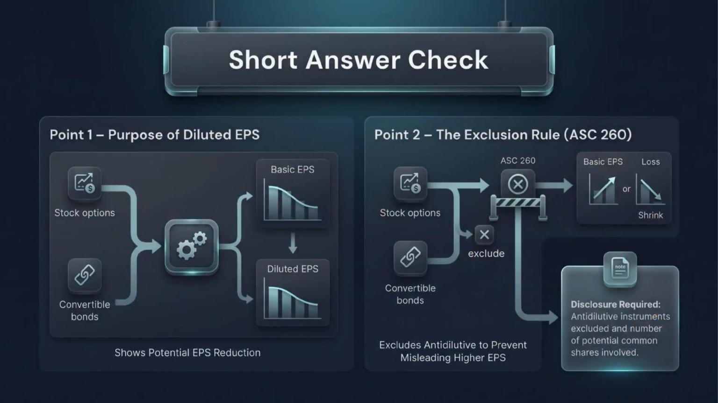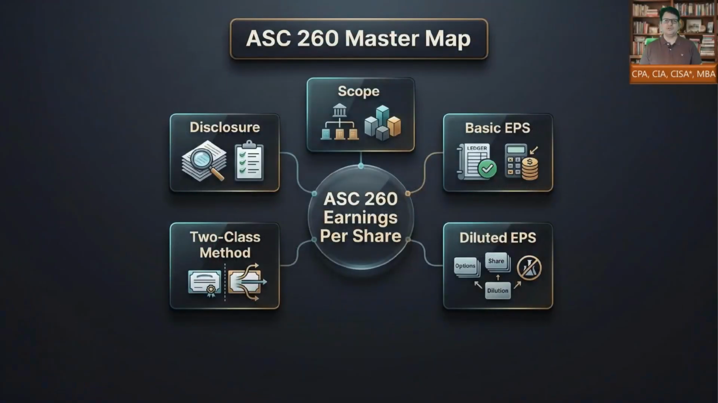Now answer the short question. Why are anti-dilutive securities excluded from diluted EPS? A strong answer has 2 points. First, diluted EPS is designed to show potential reduction in EPS, not improvement. Second, an instrument is anti-dilutive when including it increases EPS in a profit scenario or reduces loss per share in a loss scenario. ASC 260 excludes those instruments, so diluted EPS shows genuine dilution, while material excluded instruments are disclosed separately. That completes the ASC 260 series.